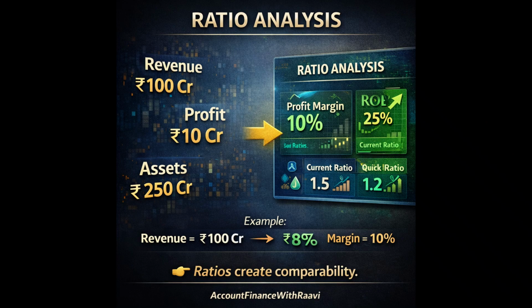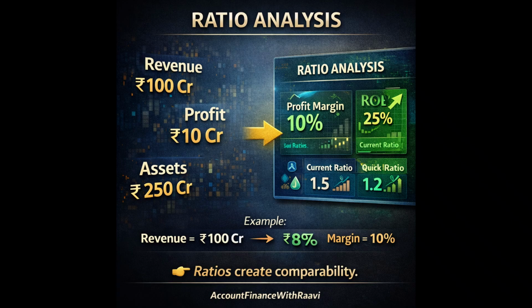Now, what is ratio analysis? Financial statements give you the data, but ratios give you meaning. So revenue 100 crores, profit 10 crores, and the profit percentage is 10%. That's ratio analysis for you.